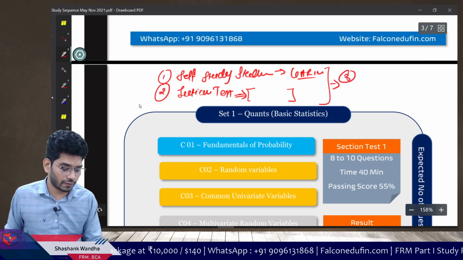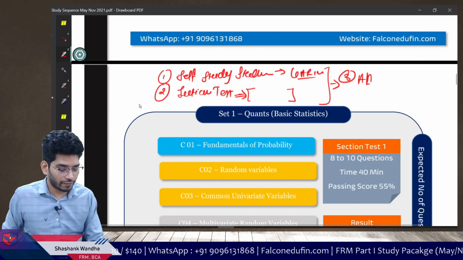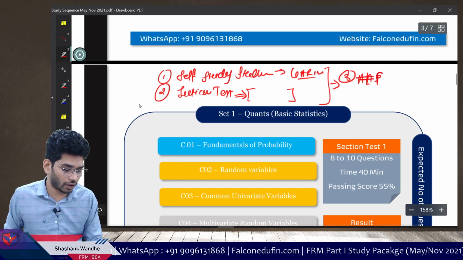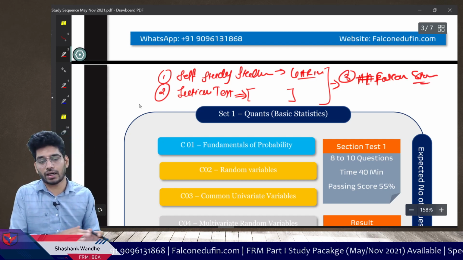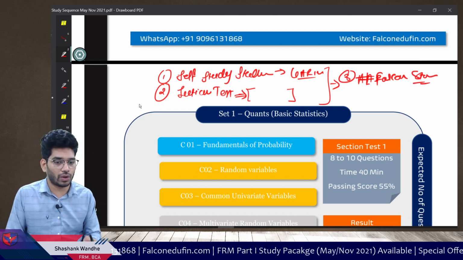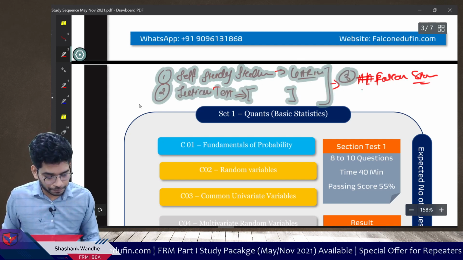And third is also for Falcon students. Starting 2021, we will have the same sequence for Falcon students as well as normal self-study students. So everyone will be following this same self-study guide.